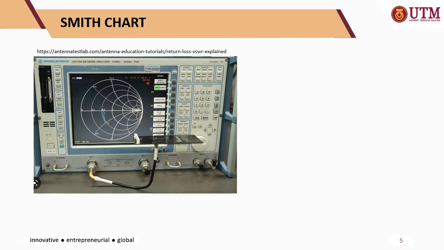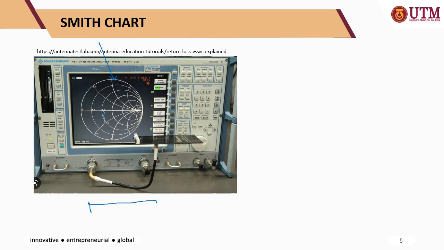Okay, now we are going to look at how we can use a Smith chart to visualize or to estimate the matching between the load and also the characteristic impedance. Okay, for example, look at this setup. So you can see a Smith chart from the display of the vector network analyzer. So this is basically the load.